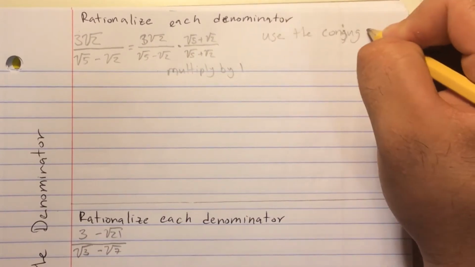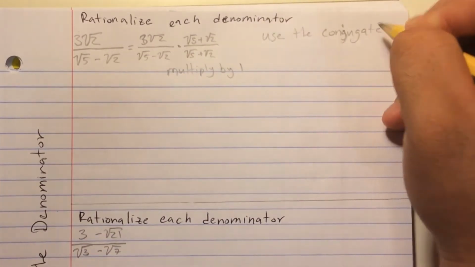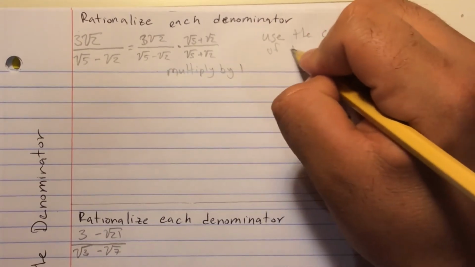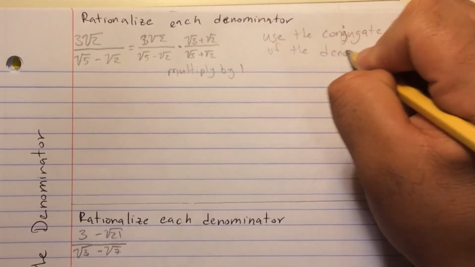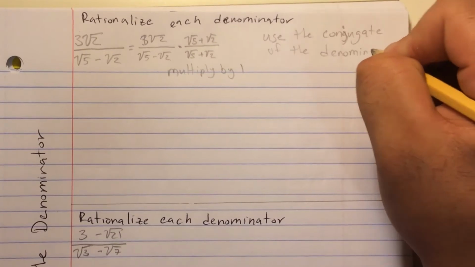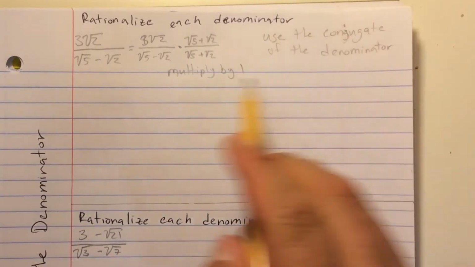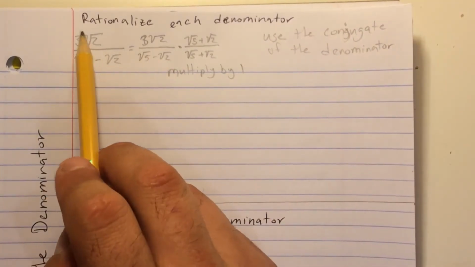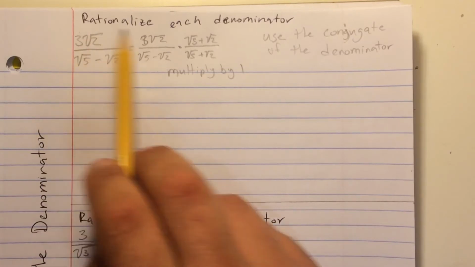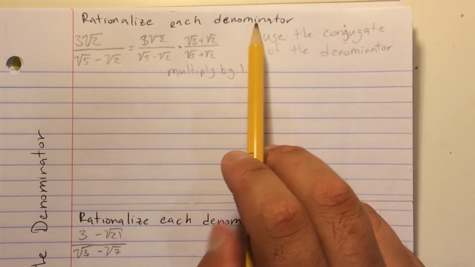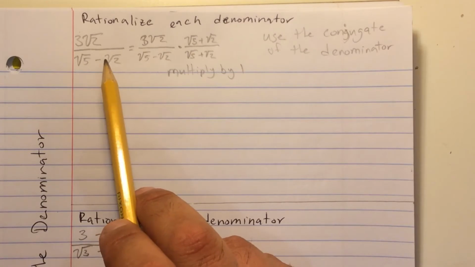Oh, I keep doing that. It's a J. Conjugate of the denominator. Very important. Has to be of the denominator. If you do it of the numerator, it's not going to change the denominator. You're not going to rationalize the denominator. Has to be of the denominator.